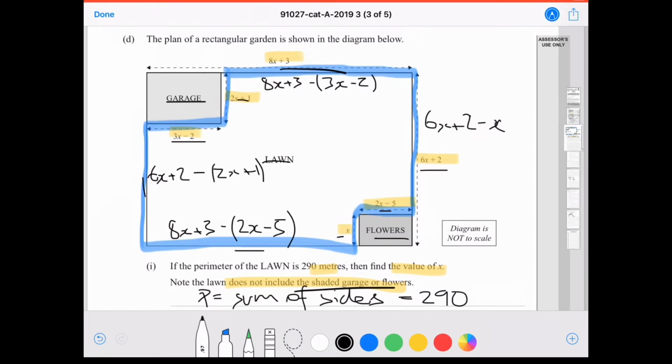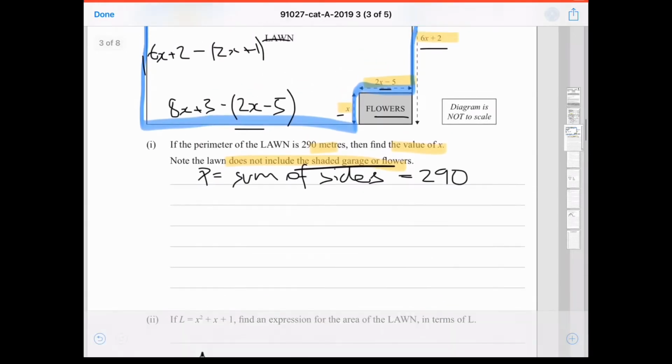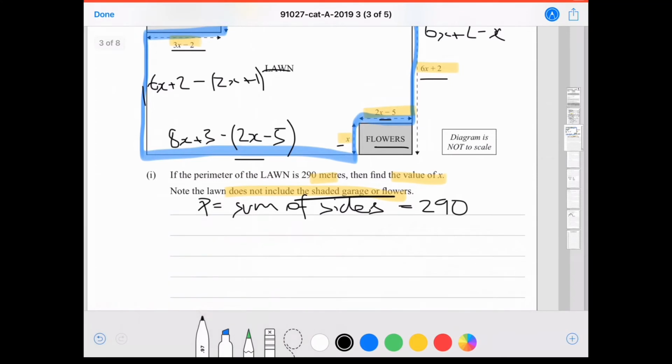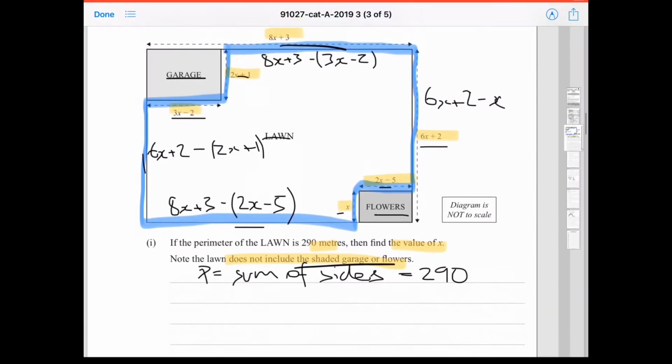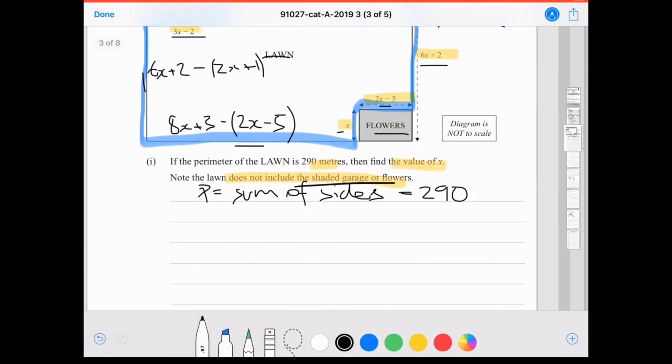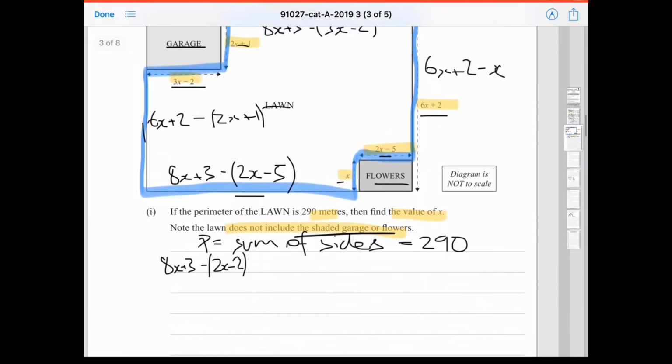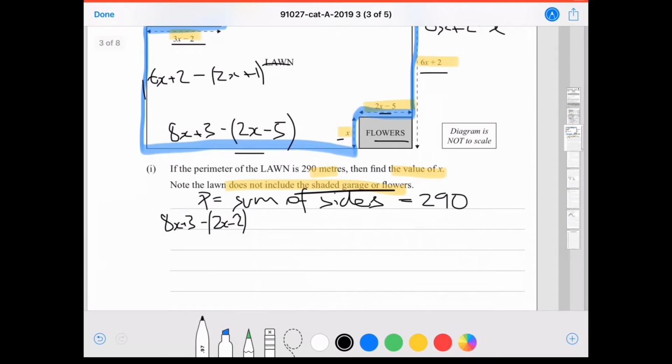So we're going to add all of these terms up together. Let's write it out. What have we got? Just looking at the top, 8x plus 3 minus 3x minus 2. And then the right hand side, it is 6x plus 2 minus x. So it's plus 6x plus 2 minus x.